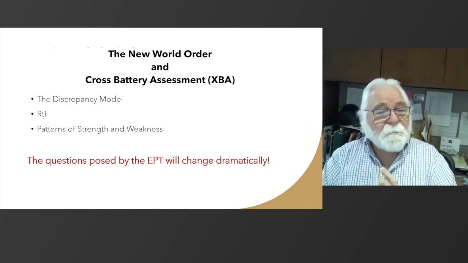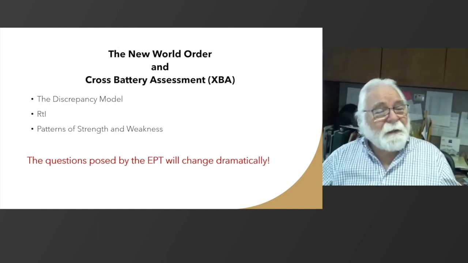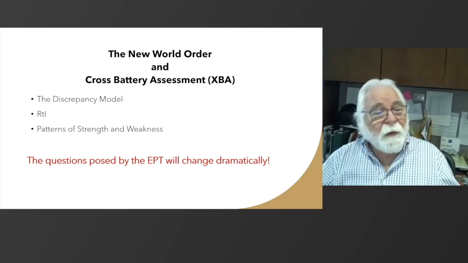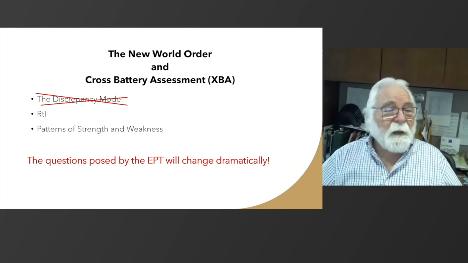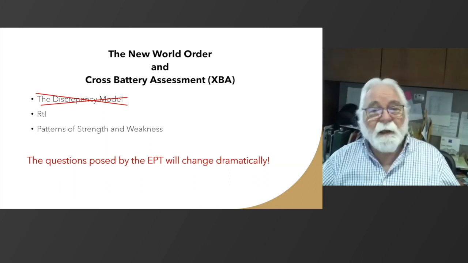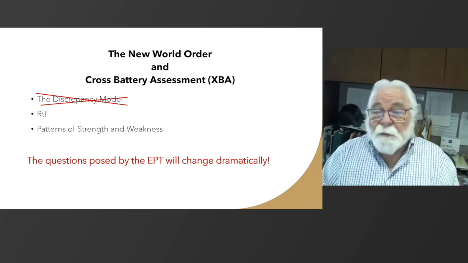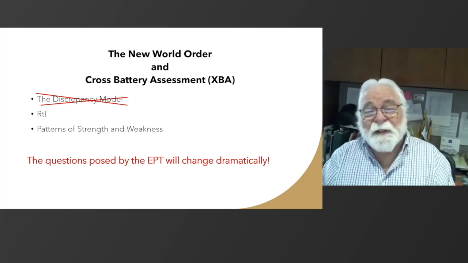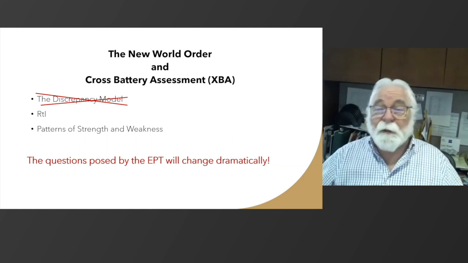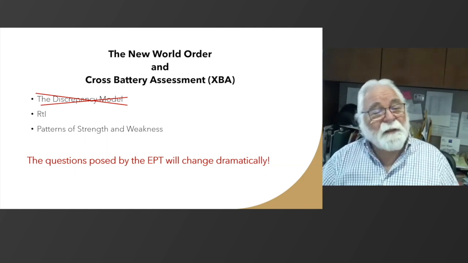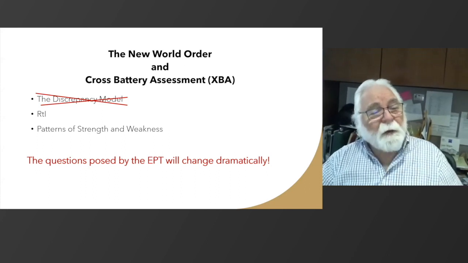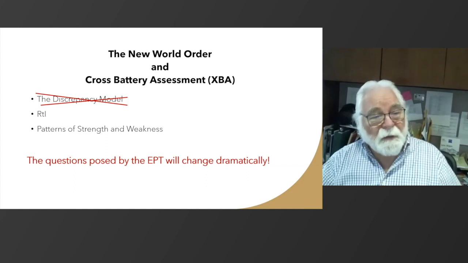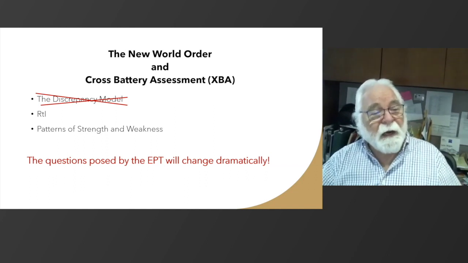All righty? Okay. So in the New World Order, the discrepancy model is bye-bye. And we're going to have RTI, and we're going to have patterns of strengths and weaknesses, and perhaps some other approaches. The federal legislature says an evidence-based approach. So there are other approaches out there, but these are the ones that we're hearing about in Vermont. So the evaluation questions by the EPT team are going to be quite different now.